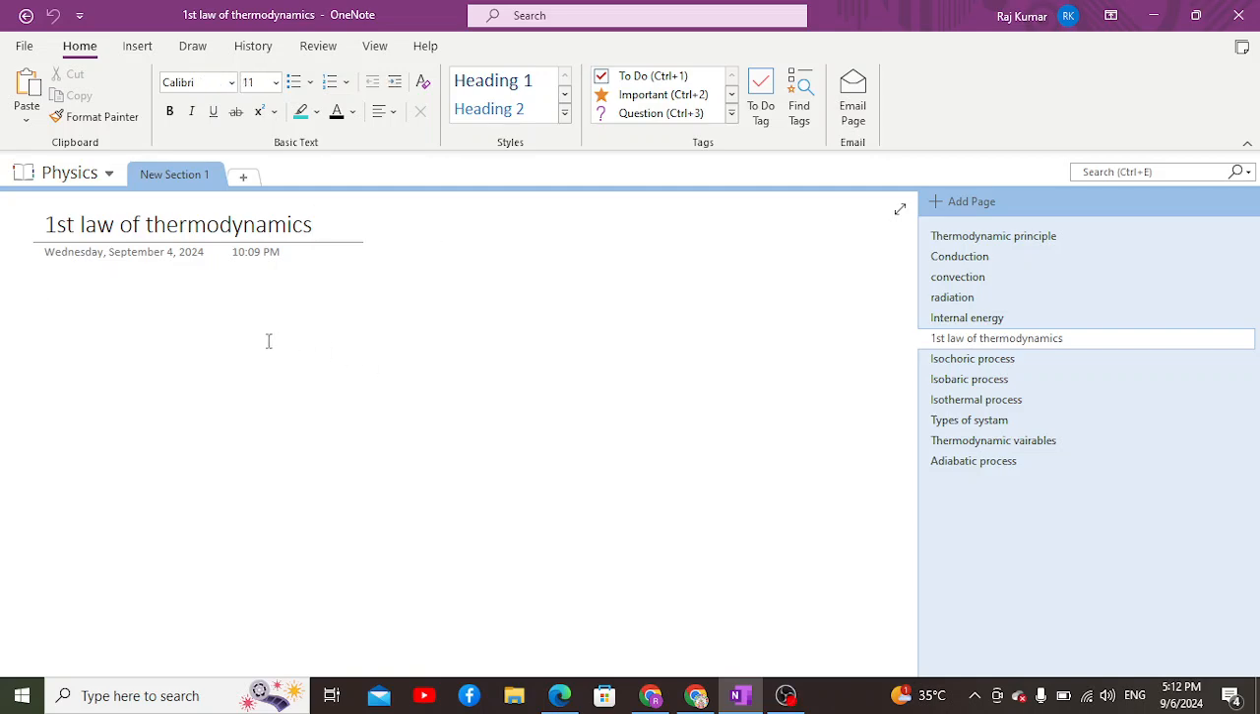Our next topic is the first law of thermodynamics. The first law of thermodynamics is basically what we also call the law of conservation of energy, because the law of conservation of energy is a form of the first law of thermodynamics. What the first law says is that in all thermodynamic processes, the thermal energy, the energy which is present, is kept constant.